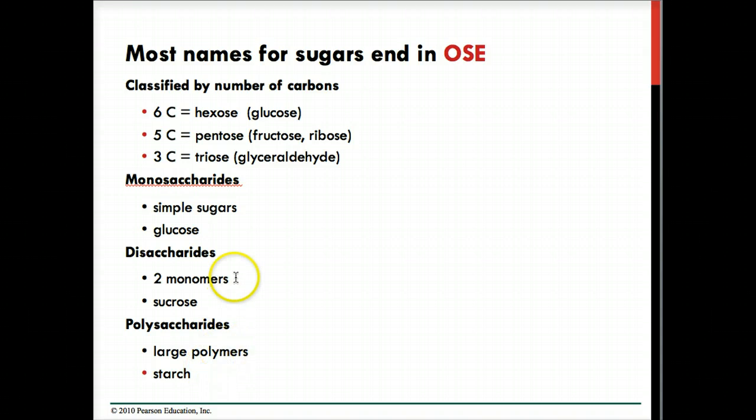Here are some common examples of the different types of sugars that we can have. Sugars can be classified as 3 different types. They can be monosaccharides, which are simple sugars, and mono means 1, so that means it's 1 sugar. A disaccharide has 2 monomers, so there are 2 sugars linked together. An example is sucrose. Anything over 2 is a polysaccharide. Just like a polymer, which is a generic term, a polysaccharide would be a large polymer of sugars. A common example here would be starch.